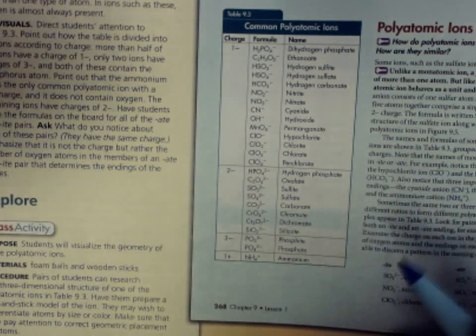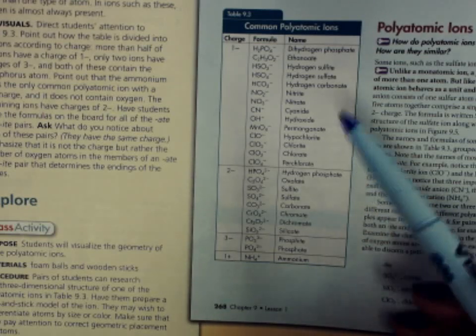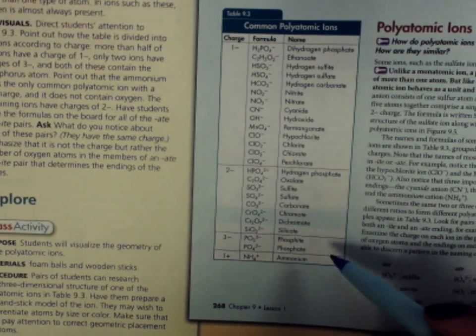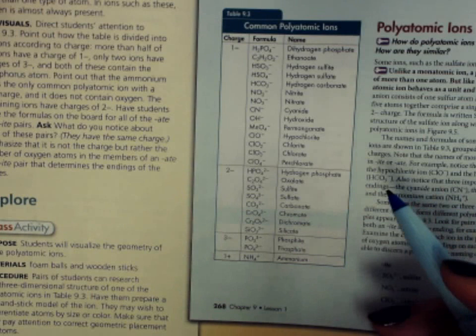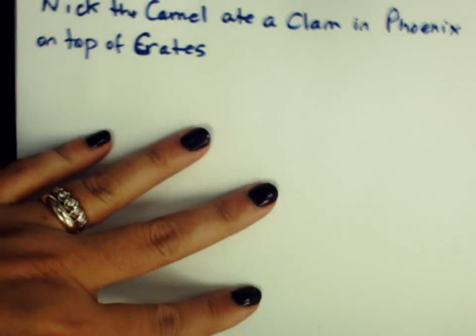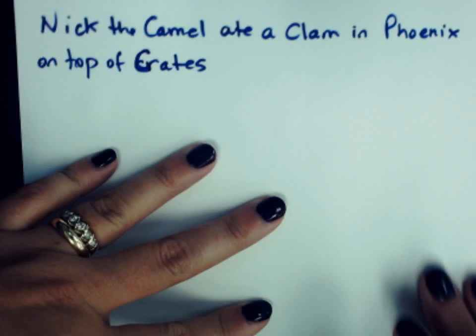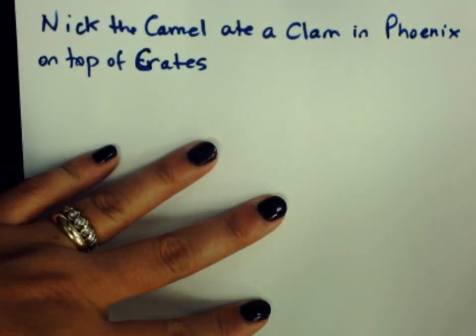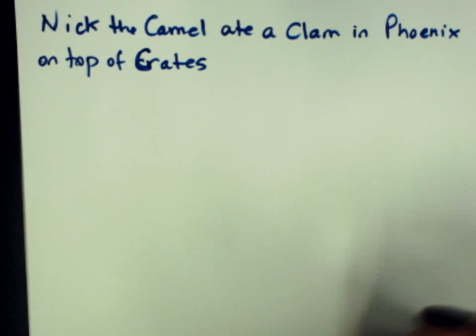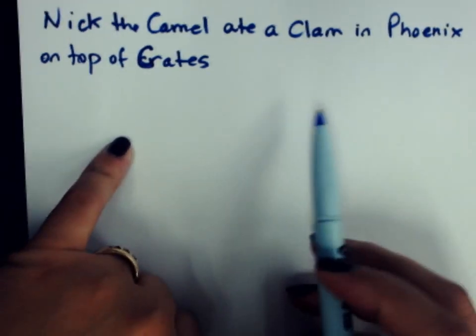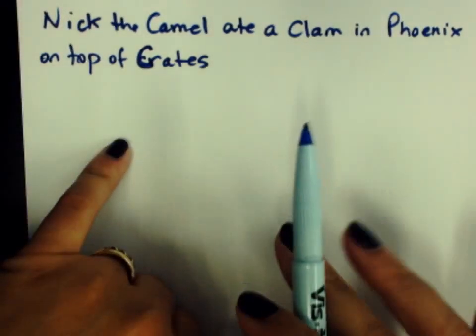I'm going to show you a little trick so that you might not have to write flashcards for all of these things. There are some that you can get out of this sentence here. Nick the camel ate a clam and Phoenix on top of crates. This is a mnemonic device that's going to help you get some of the polyatomic ions on that table without actually having to write any flashcards or memorize any of them.